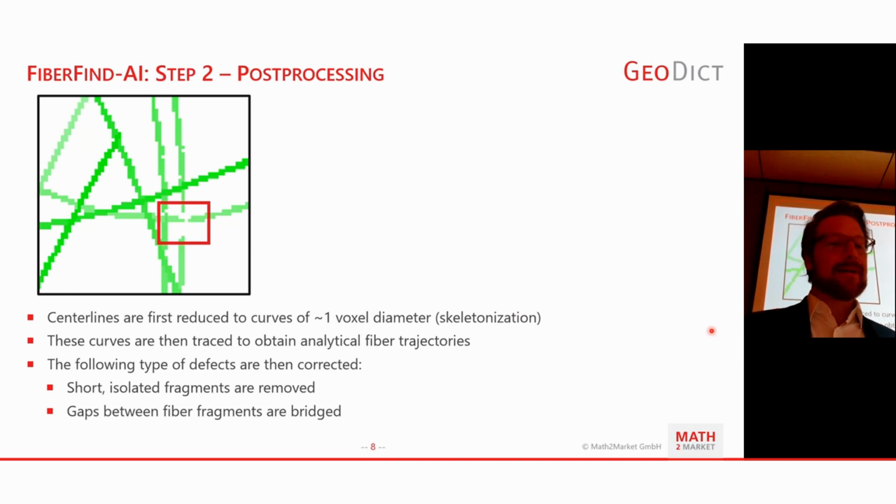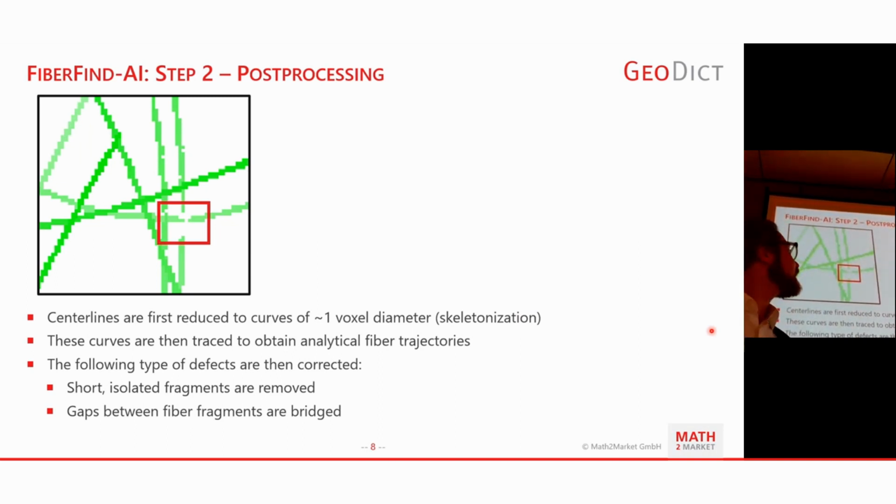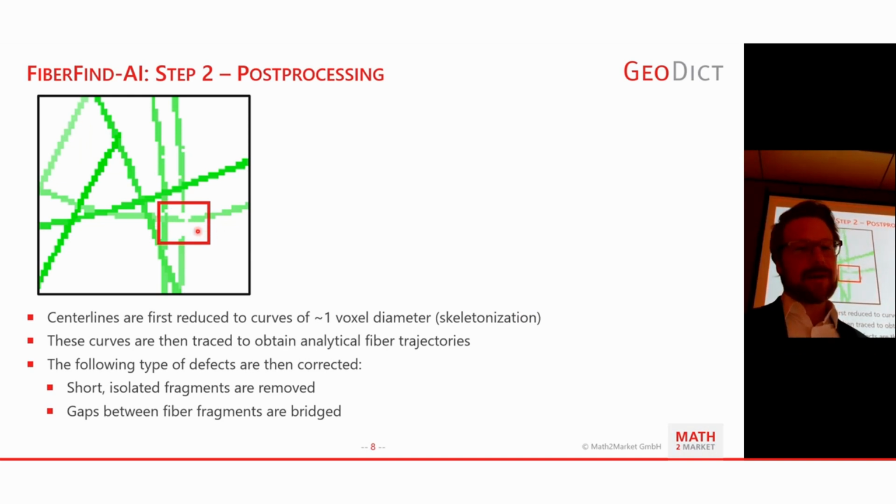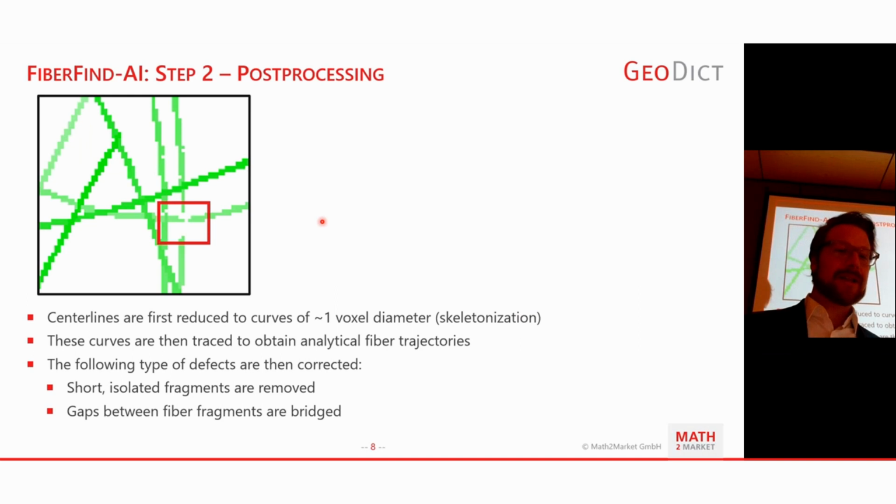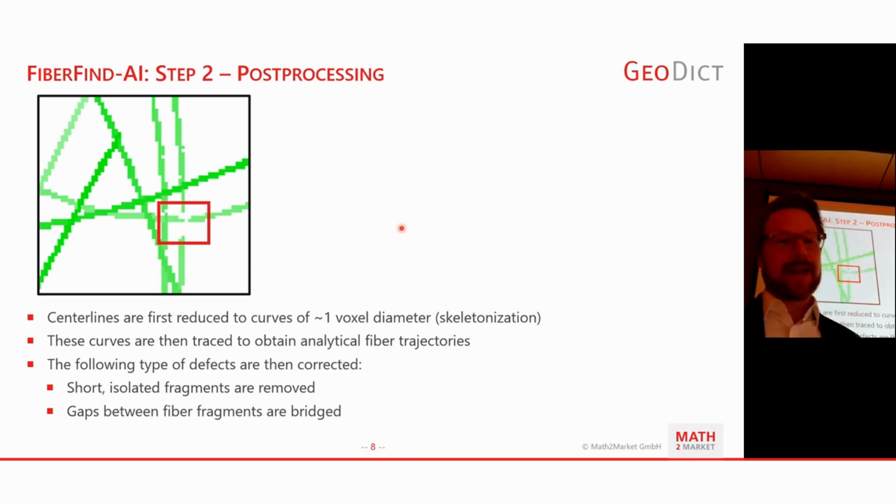And based on this representation of these traced fiber trajectories, we can observe that sometimes a couple of defects can occur. Like you can see here, there is a crossing between two fibers. The center line was fragmented. So if we were to take this representation as is, we would obtain 4 fiber fragments at this point, even though we actually have 2 fibers which are crossing each other. So there's a post-processing step which is hard-coded in GeoDict, specifically for fibers, which will, for example, remove short isolated fragments and will bridge these kinds of gaps between fiber fragments before the next step starts.